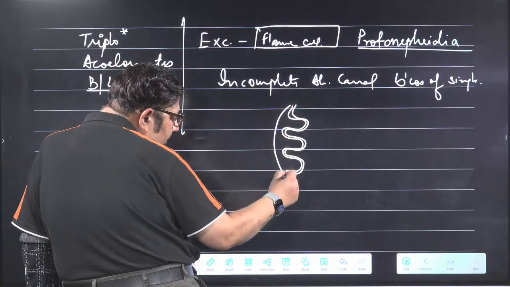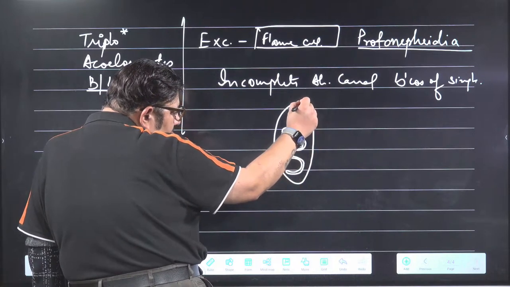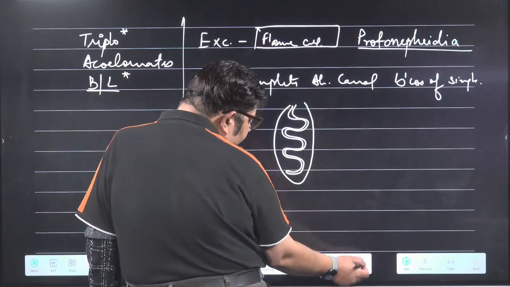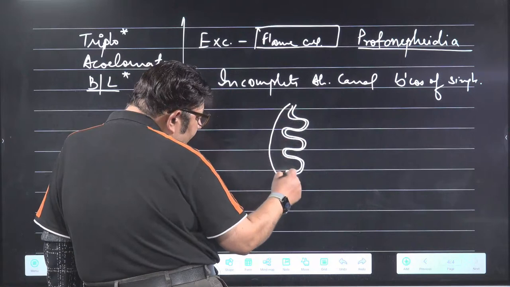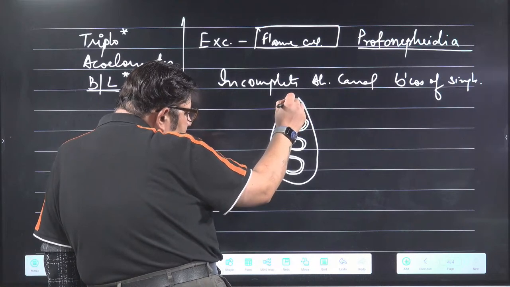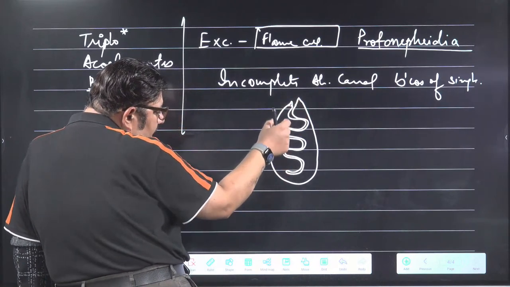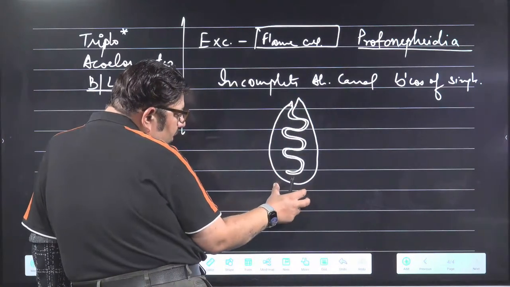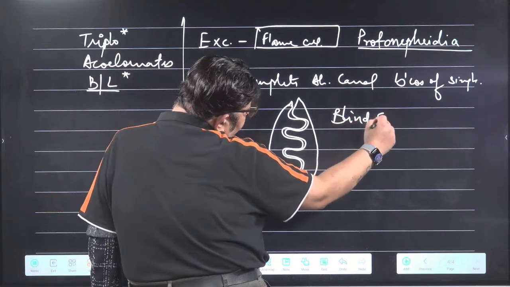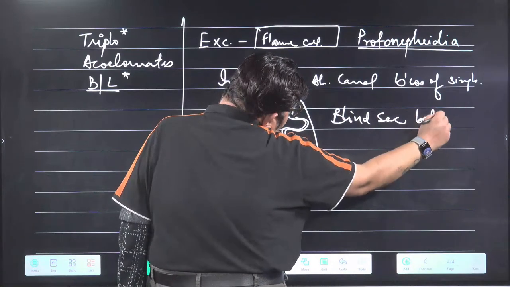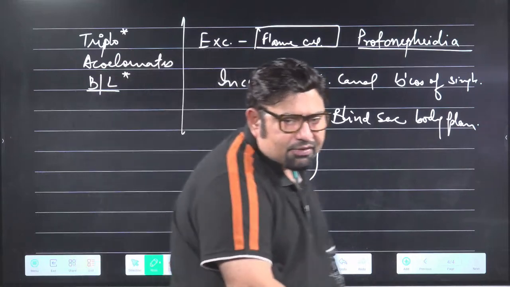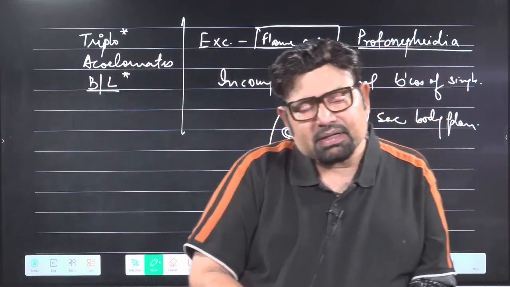What do you call this type of body plan? This is called the blind sac body plan. It is sac-like, and also blind, because it is closed at one end. So we can use the term blind sac body plan.